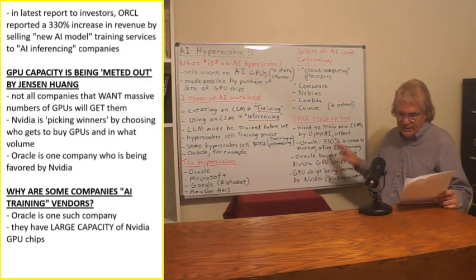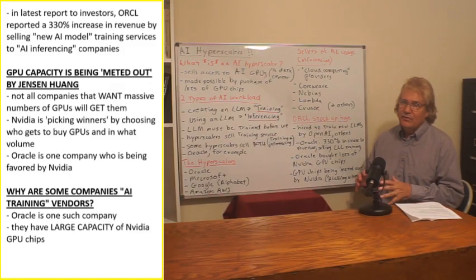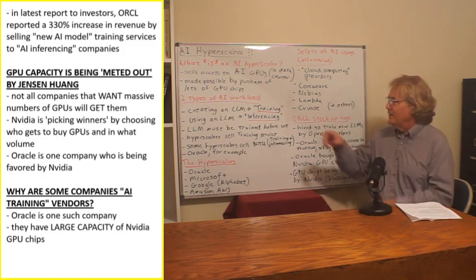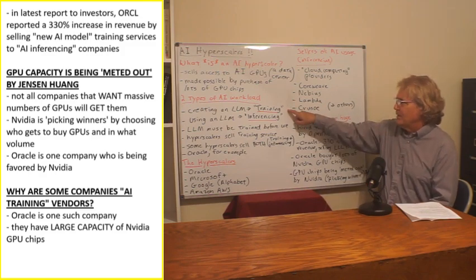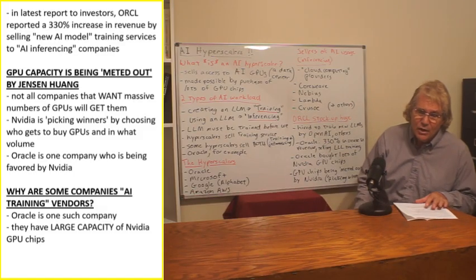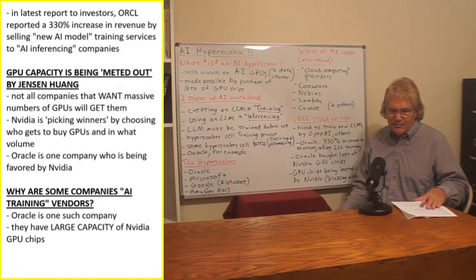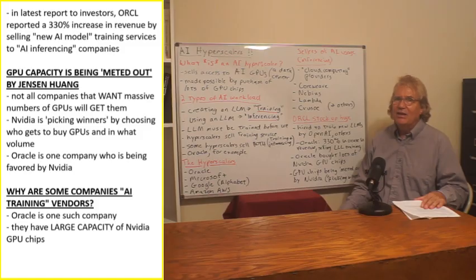I couldn't fit everything on the board here. So why are some companies selling AI training vendors? Well, the thing is, to be able to train, and this is the first step before an artificial intelligence system can be used, it has to be trained. And to train, you need a lot of hardware to train a large language model system. You need a lot of GPU chips. You can't just have one or two. You've got to have a lot.